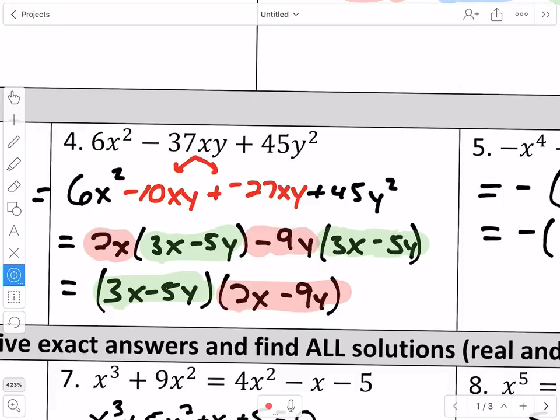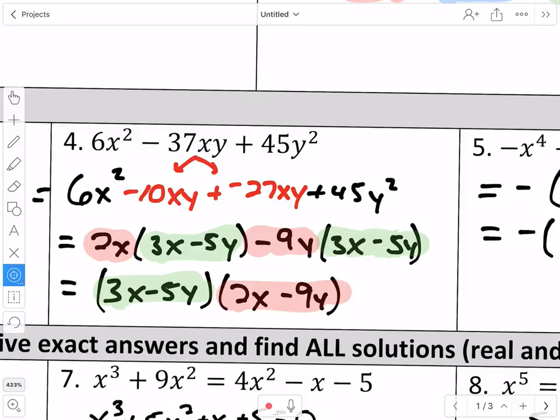6 times 45 is, 270 maybe? I don't know. I'm not good with numbers. I need to multiply to get 270x squared y squared. Needs to add to get negative 37xy. And I found the two numbers that worked, a minus 10xy and a minus 27xy. Make sure that the sign between the two middle terms is a plus sign.